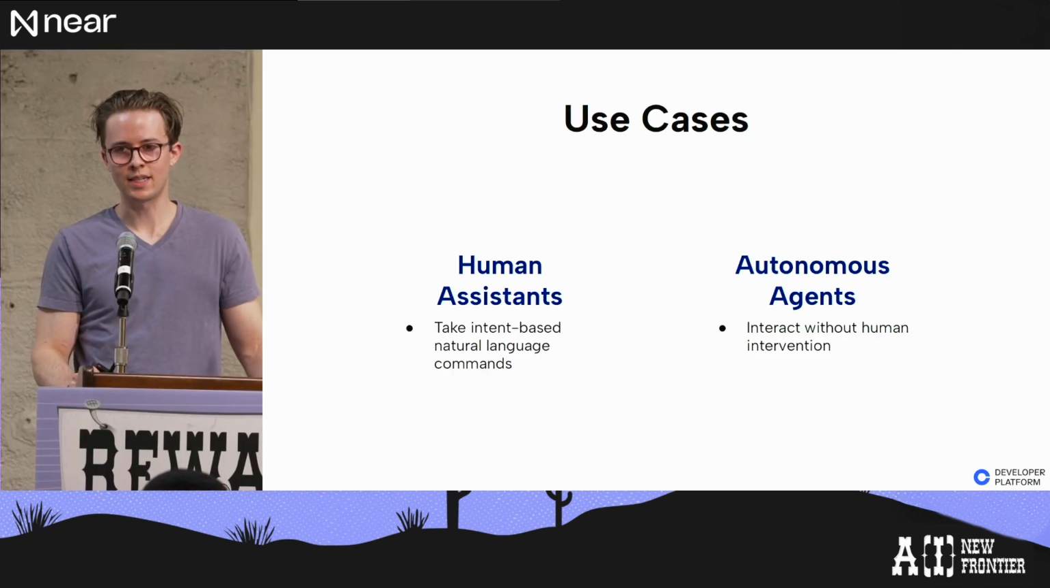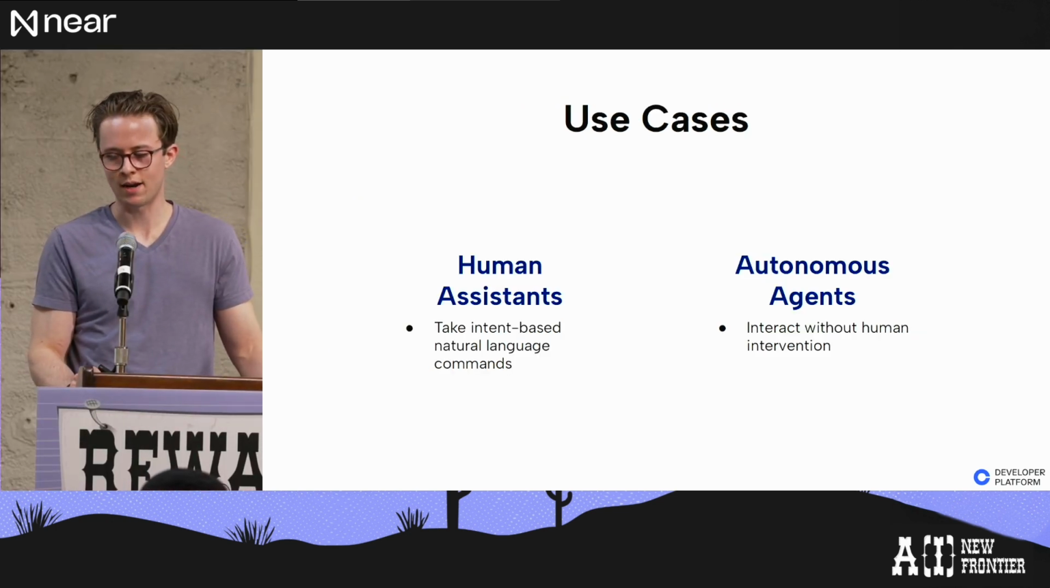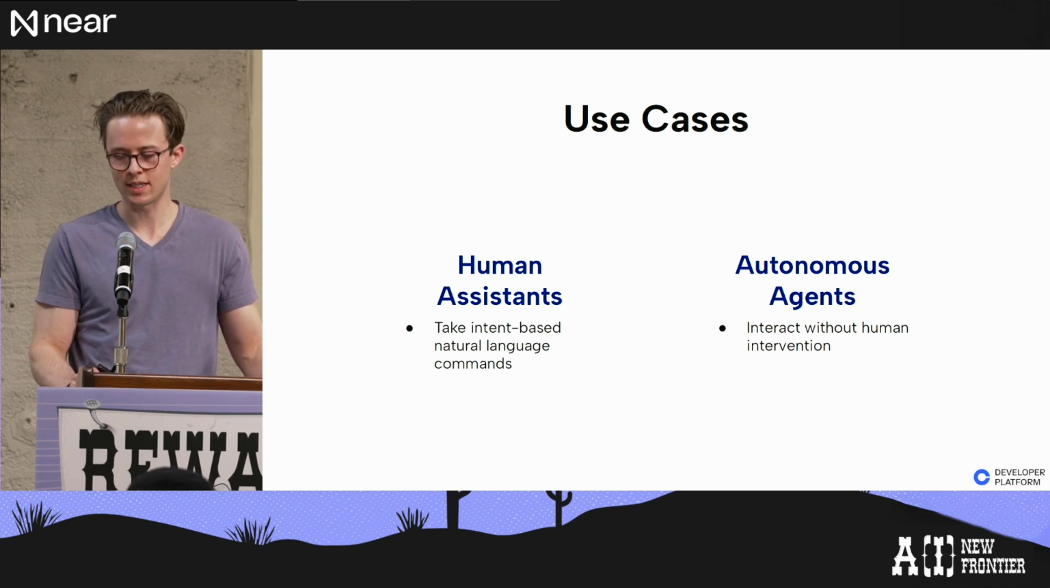Main use cases can be broken down into 2 categories. Human assistance, which is essentially human-in-the-loop agents. These take natural language commands. They're relatively intent-based, and the way that they interact is human in the loop. Human asks the agent to do something, then the human interprets that via the LLM inference, and then uses AgentKit to interact on-chain or interact with any other API that your agent may have access to.